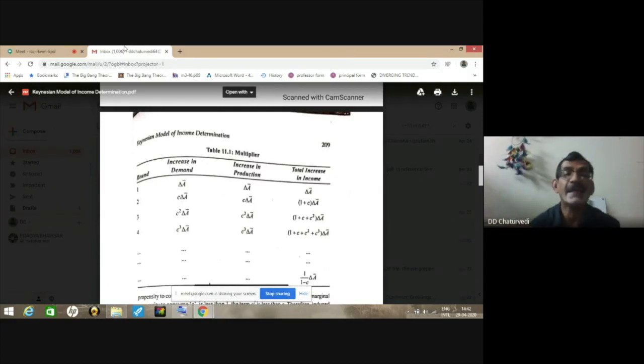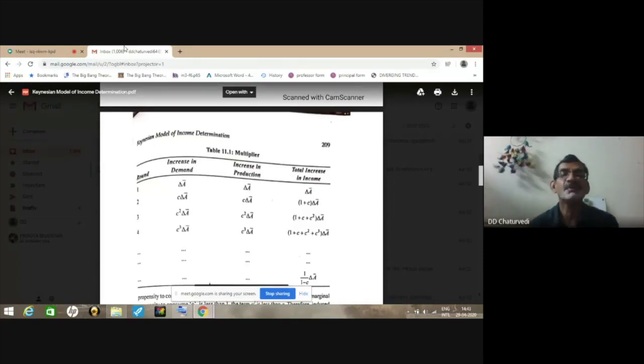And we all know that expenditure by one person is a source of income for the other person. So whenever there is an increase in demand by delta A bar, there will also be an increase in production by an equal amount, because supply creates the demand. So that means whatever is demanded, there is going to be equal production. And so there will be an equal increase in income, because expenditure by one person is a source of income for the other. So in the first round, the increase in income is delta A bar.